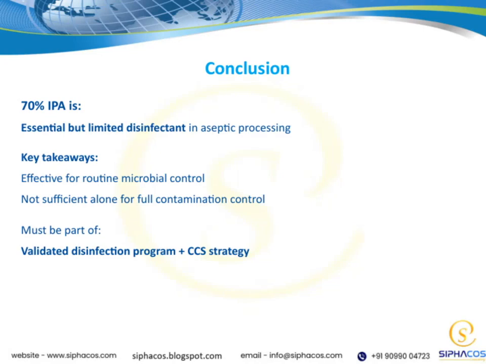So to wrap up, let's talk about 70% IPA. It is an essential disinfectant in aseptic processing, but it's important to remember that it has its limitations. While it plays a crucial role, especially for routine microbial control, it's not enough on its own to fully prevent contamination. Think of it as a key component of a broader disinfection strategy.